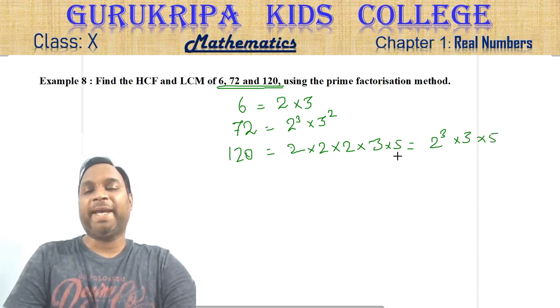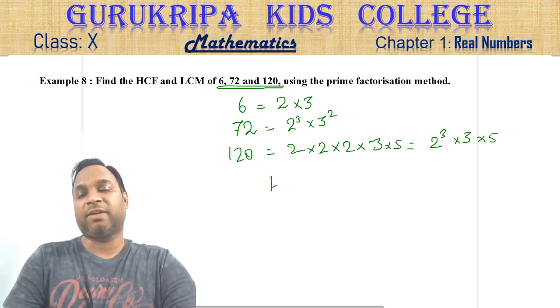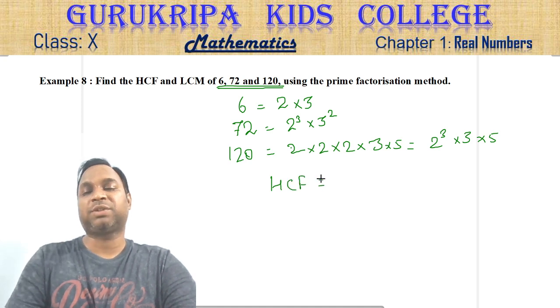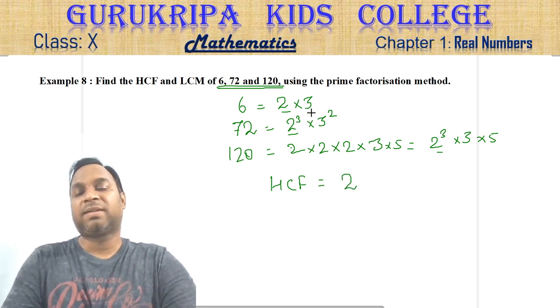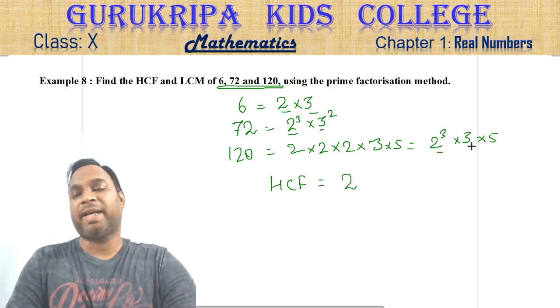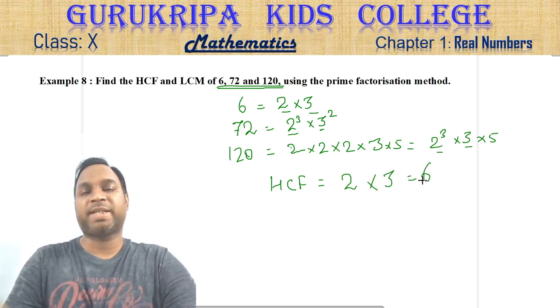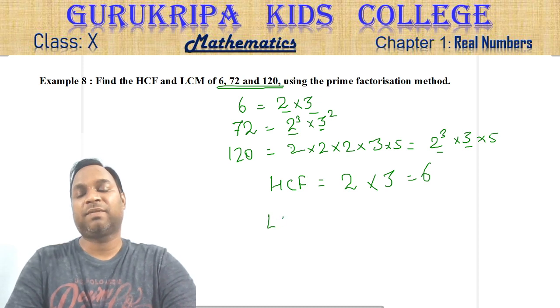Now, for LCM, find what is HCF. For HCF, we need to find what is common. 2 is coming once over here, thrice over here, thrice over here. So 2 will appear once only. 3 is appearing once, twice, and once. So 3 will come once. 2 into 3 is equal to 6 is the HCF.